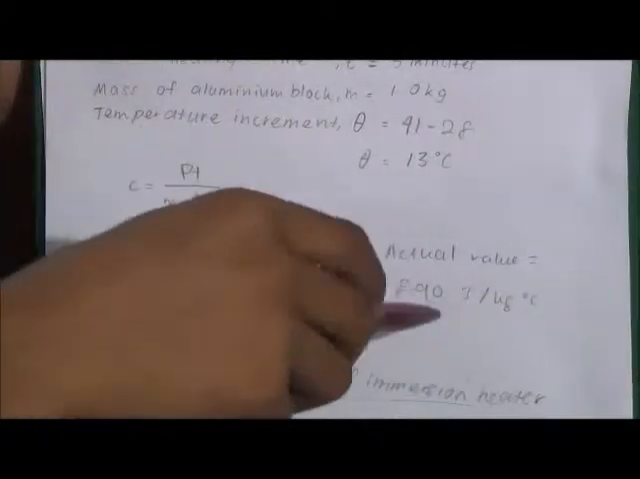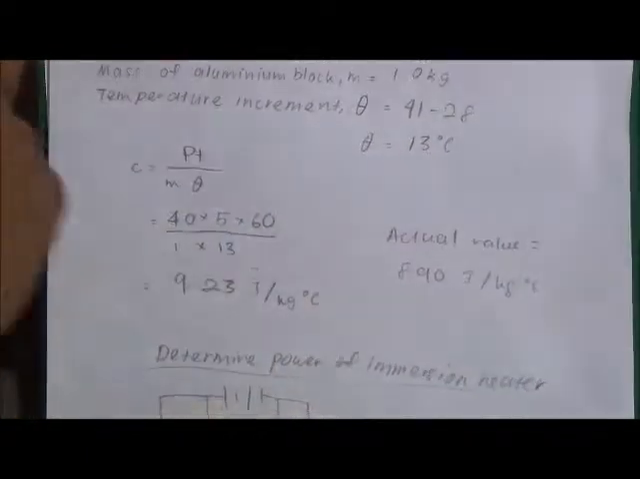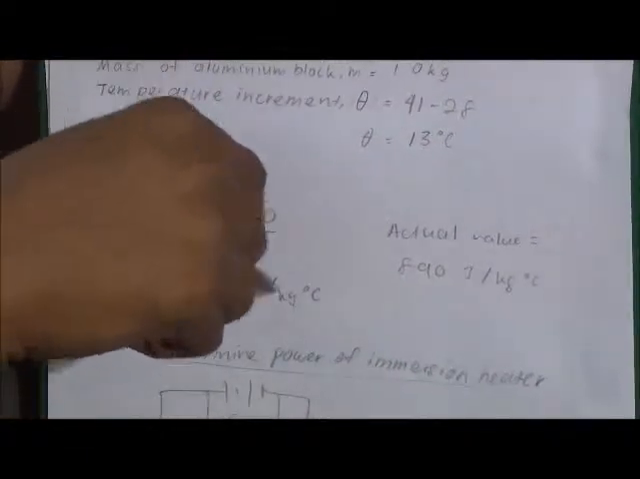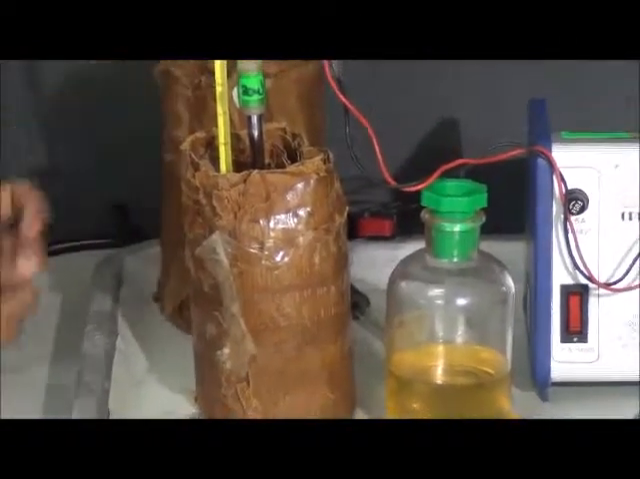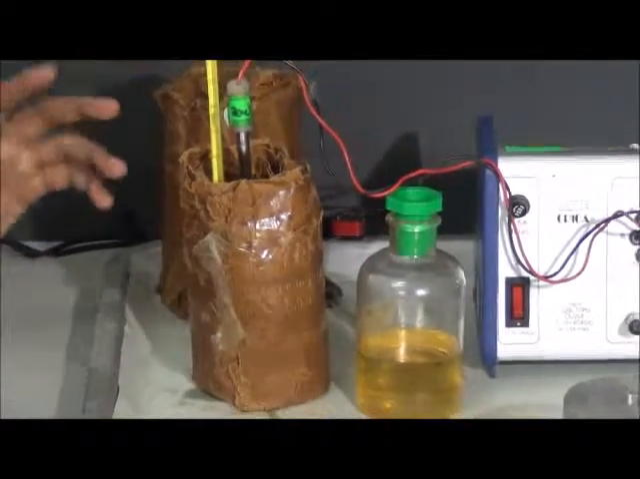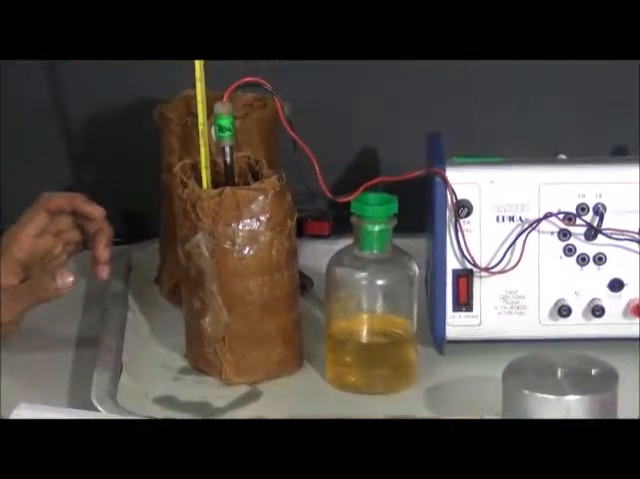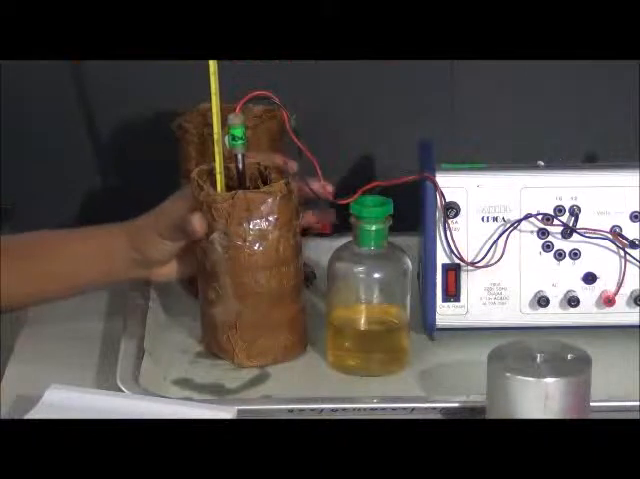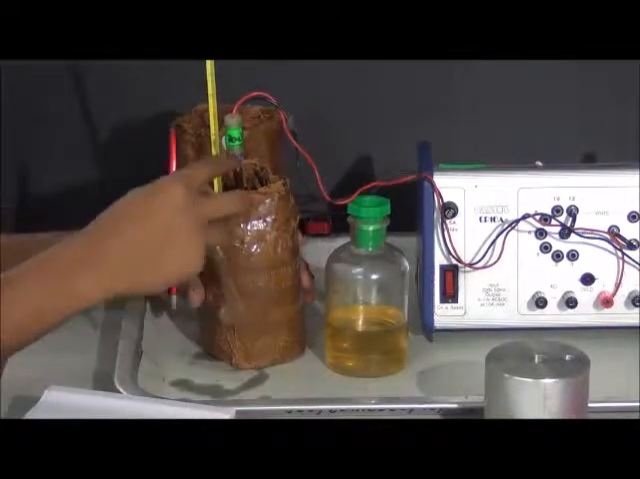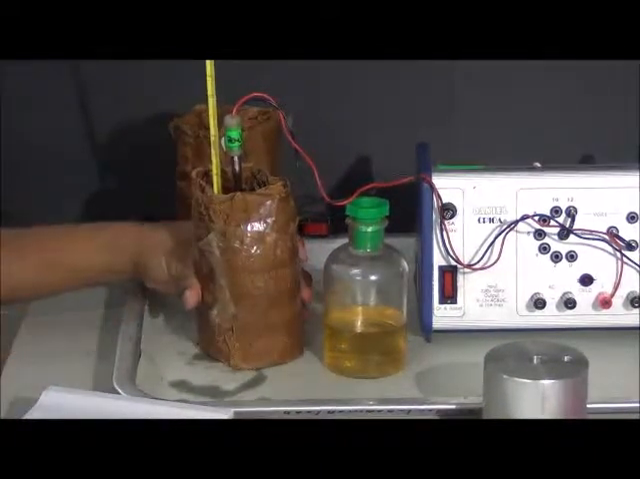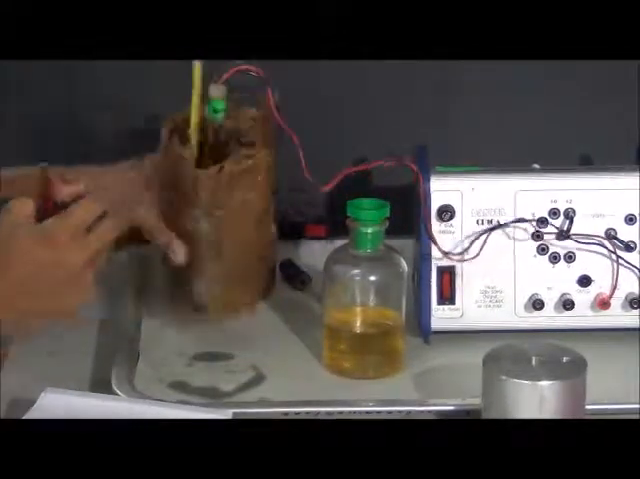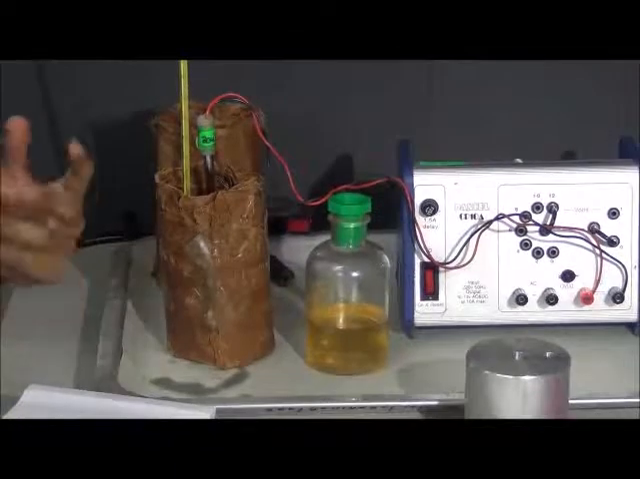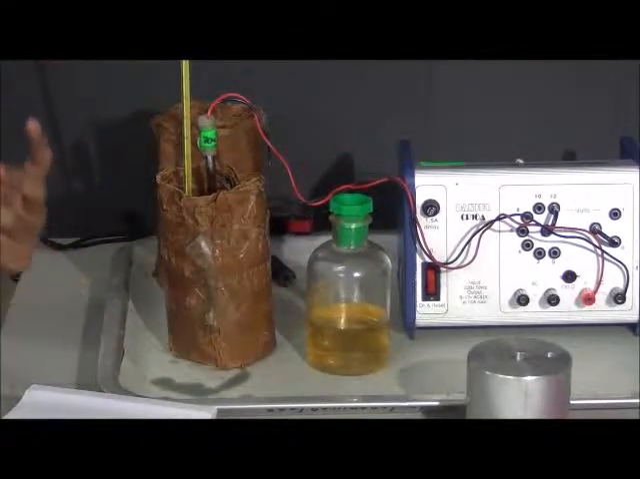The actual one is 890. But why did we get a high one? Because there might be an error when the heat was absorbed into the environment. That's why we wrap it up with wool and paper. As you can see, inside there is wool. So that's why we wrap it up, to decrease the errors.